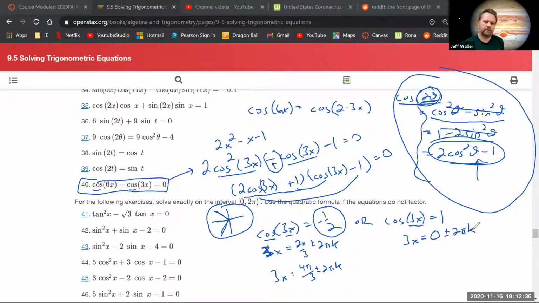Let me stop for a minute. The reason I do this, and I've talked about this before, is that even though the problem says find the solutions on this interval, it's so much easier to construct the answers. So now I divide by 3. I get x is 2 pi k over 3.